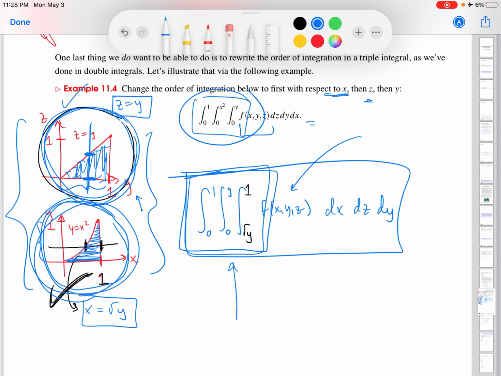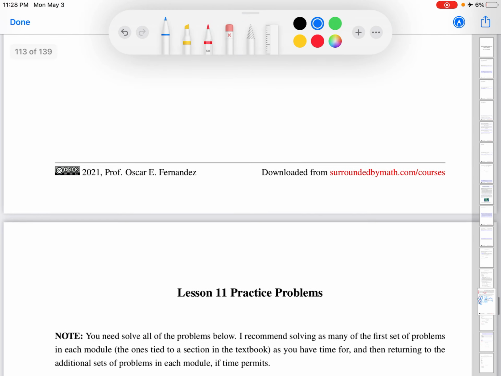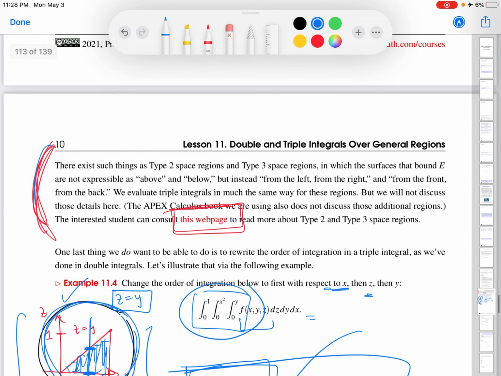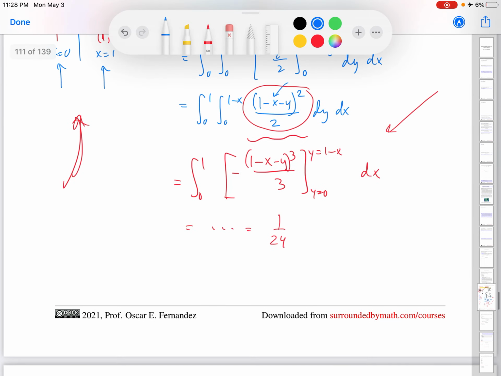So this is, again, a skill to practice, and in the practice problems and throughout many other practice problems in previous lessons, you've been kind of tinkering with this idea. So that is it for this lesson. I refer you back to this web page over here in case you're interested in the type 2 and type 3 space regions. And then I also want to encourage you, as I did with the previous video, to go back and fill in some of these extra steps here, again, to make sure you're practicing your integration skills. And I will see you in the next lesson.